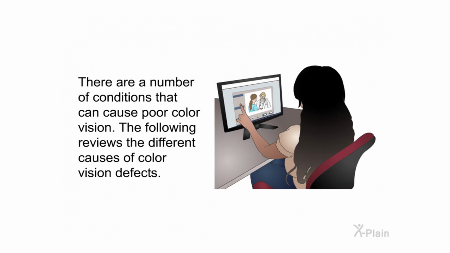Causes. There are a number of conditions that can cause poor color vision. The following reviews the different causes of color vision defects.